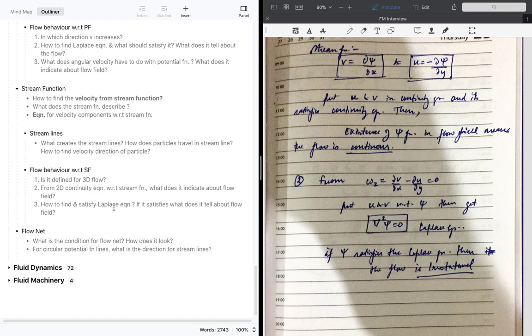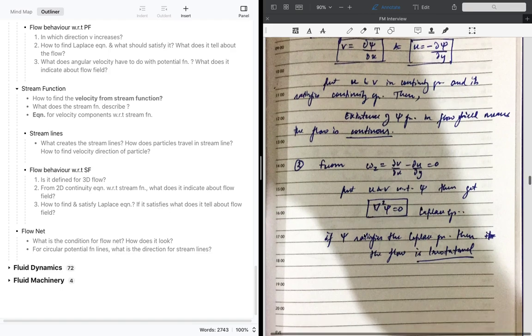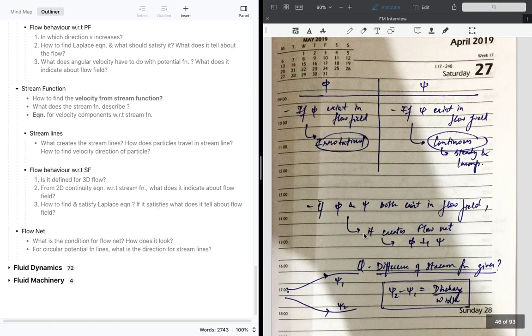How to find or satisfy the Laplace equation? If it satisfies, what does it tell about the flow field? How to find? We use the irrotational flow condition, and we put the Laplace variables inside it. And if the stream function value satisfies the Laplace equation, it means it is irrotational. That's it. Simple. So when we compare both the velocity function and the stream function, if the velocity function exists in the flow field, it is called irrotational. If the stream function exists in the flow field, it is called continuous. This means it is steady and incompressible.